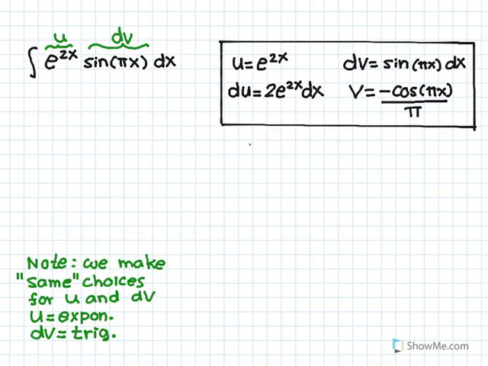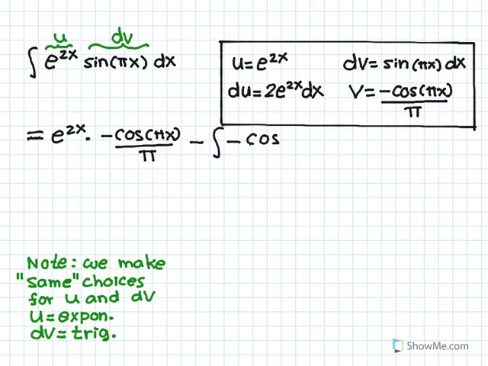Okay, so what we have is the integral of e to the 2x sine of pi x dx, and we have our integration table set up. So let's apply the integration by parts formula. So we have equal to u times v, e to the 2x times v, that's minus cos of pi x, divided by pi, minus integral v, that's minus cos of pi x, divided by pi, times du, that is 2 e to the 2x dx.